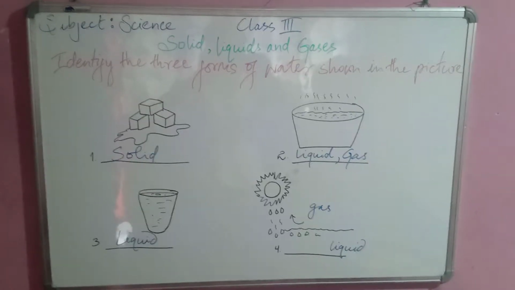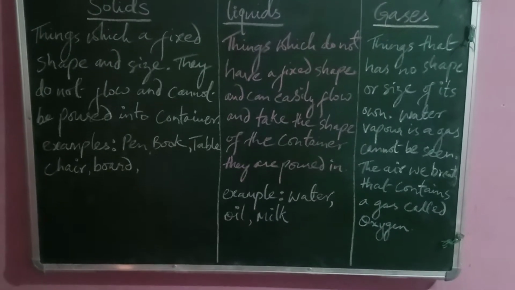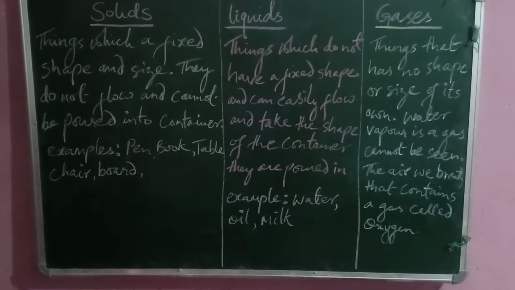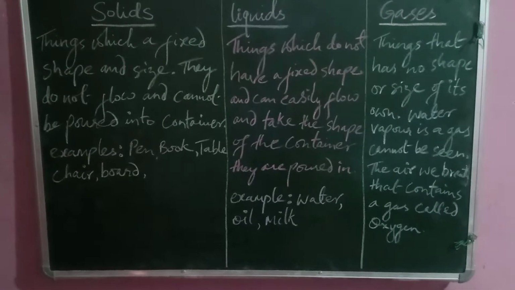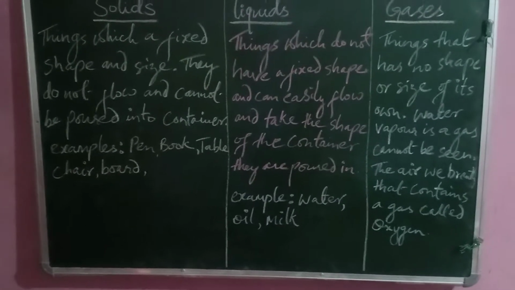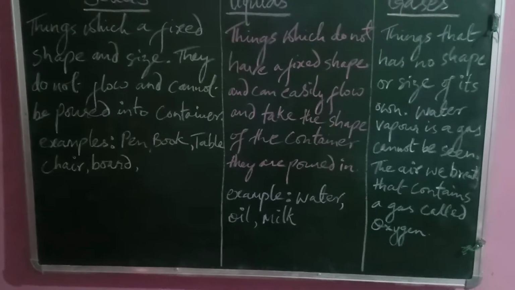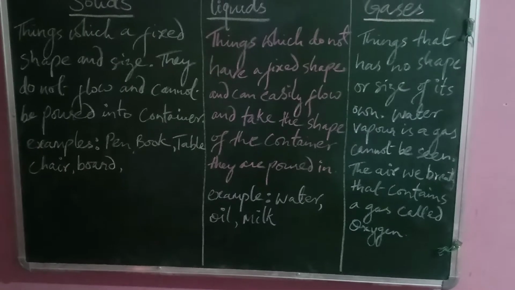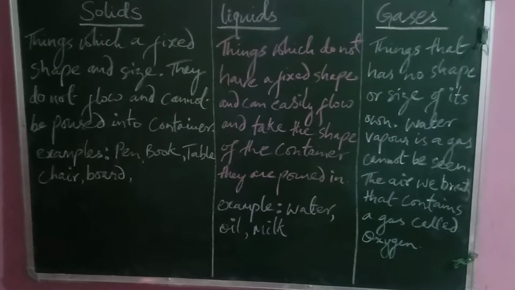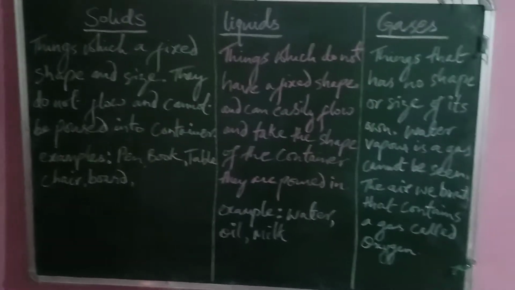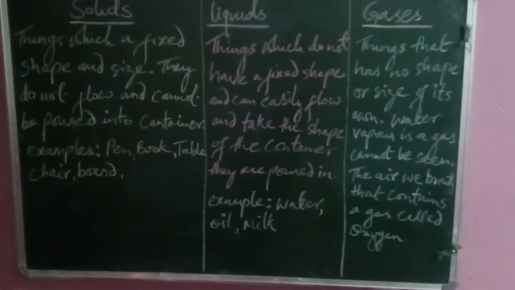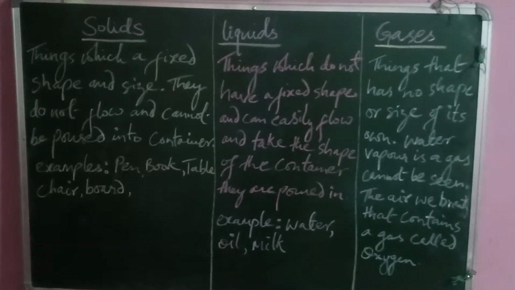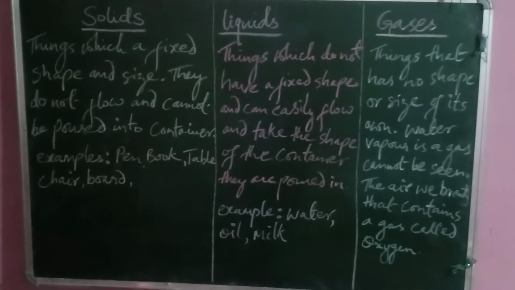Then after this, first we have solid. So things which have a fixed shape and size, they do not flow and cannot be poured into a container. Examples: pen, book, table, chair, board, and there are a lot more which we can take as examples of solid. So the things which have a fixed shape and cannot flow.